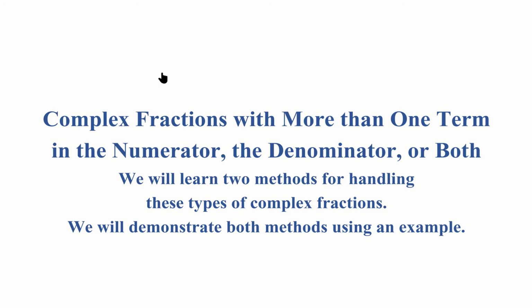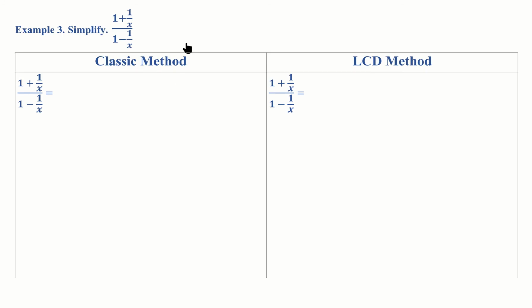So now we'd like to take a look at complex fractions which have more than one term, either in the numerator or in the denominator, or both. The way we're going to handle these is going to include one of two methods. So we'll discuss two methods for handling such complex fractions. I refer to these as the classic method and the LCD method. Let's start with the classic method.